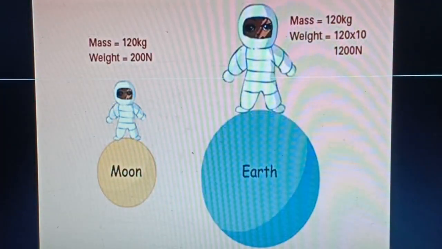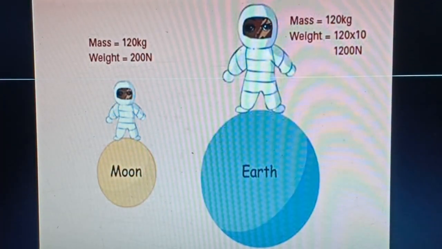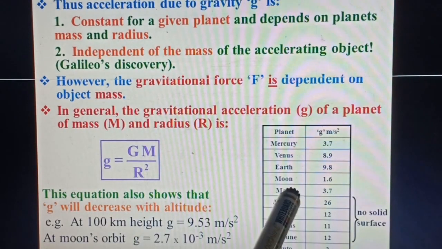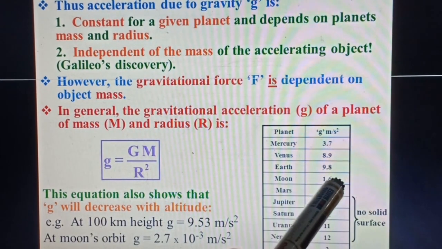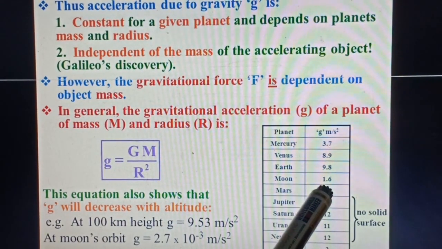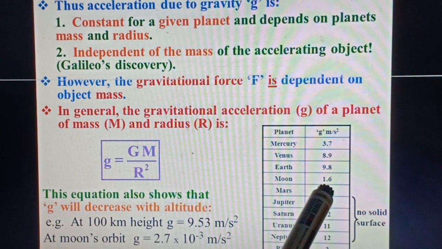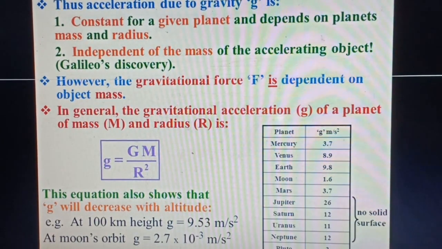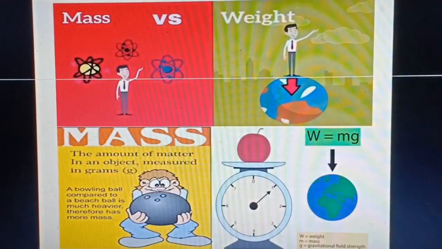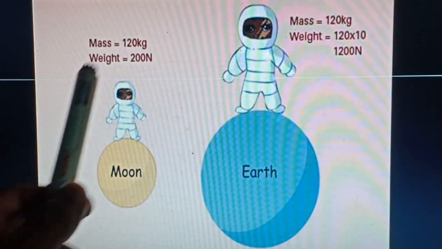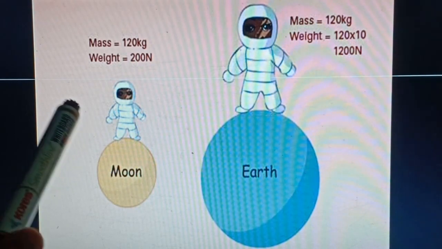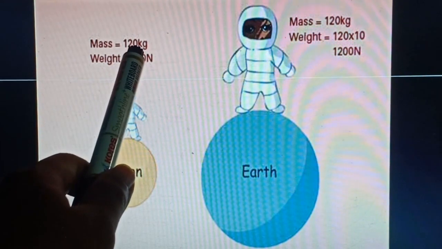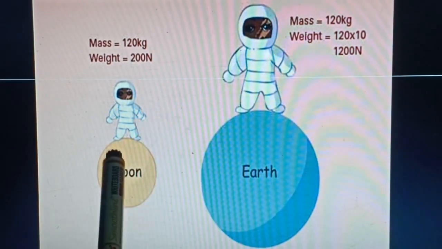We'll try to demonstrate this through an example. As I showed you earlier, the value of g on the Moon is very less compared to the value on Earth, 1.6, as the Earth's one is approximately 10, this is 1.6. So let's check what will be the weight of bodies on the Moon. A body is taken to have constant mass of 120 kgs both on Earth and Moon.